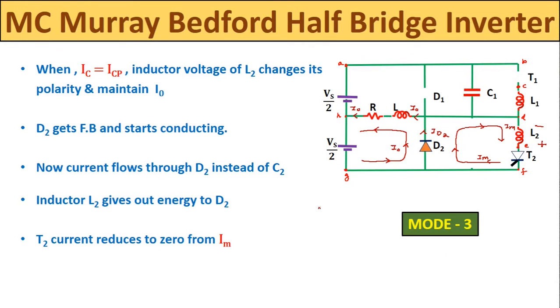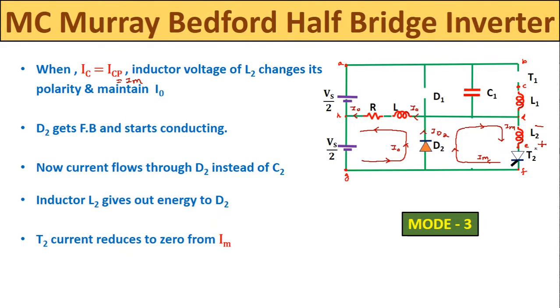Next mode of operation is mode 3 operation. As we have discussed in the mode 2 operation, at time t equals T1, the capacitor 2 current IC2 will become maximum, that is equal to ICP, or Im as we have taken. As soon as the capacitor current reaches maximum value, the inductor voltage of L2 changes its polarity and maintains the load current here. As the capacitor current reaches its peak value and tries to reverse its direction, the current through the L2 inductor will also try to reverse, because this capacitor current is also flowing through this L2 inductor, and the L2 inductor has the property to oppose the change of current through it. So to oppose the change of current, the polarity of the voltage across the inductor will be reversed, that is minus on the D point and plus on the E point.